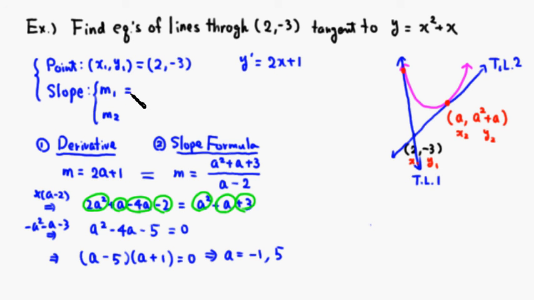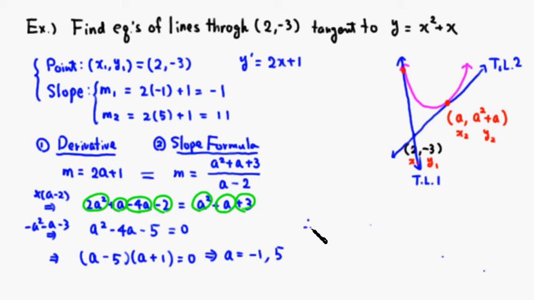For m1, I'll plug in negative 1. It's 2 times negative 1 plus 1, which is negative 2 plus 1, so it's negative 1. And if you plug in 5, you have 2 times 5 plus 1, which is 10 plus 1, so it's 11. So we can find the equation from there. We can just use the point-slope form.